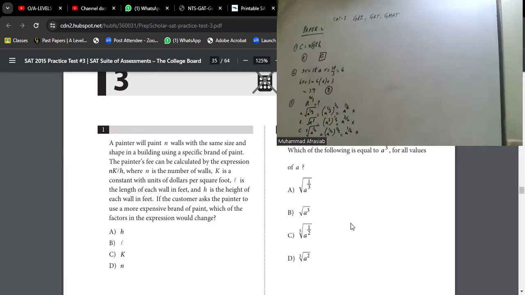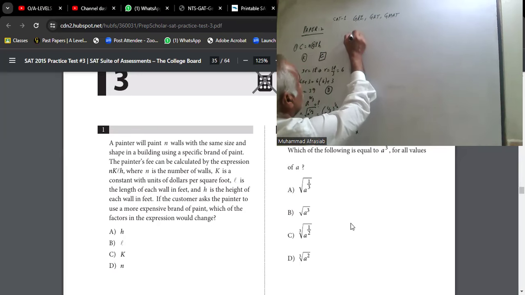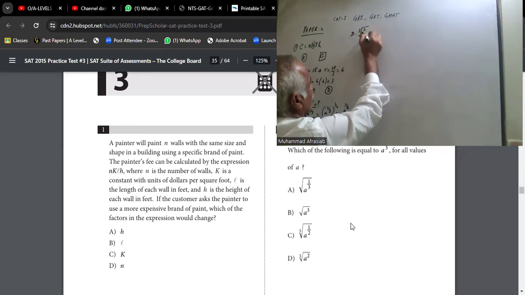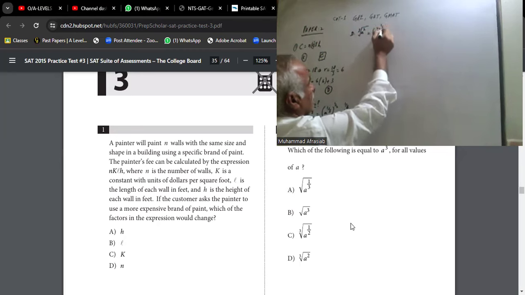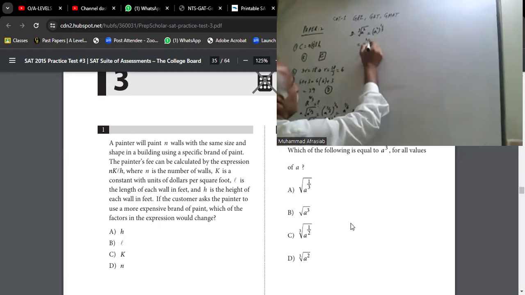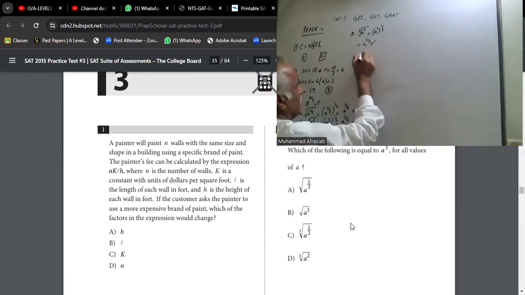Then the last part is a square and then the cubic root, which is equal to a square power 1 by 3, that is equal to a power 2 by 3, and that is the required answer. So D part is the right choice for question number 3.